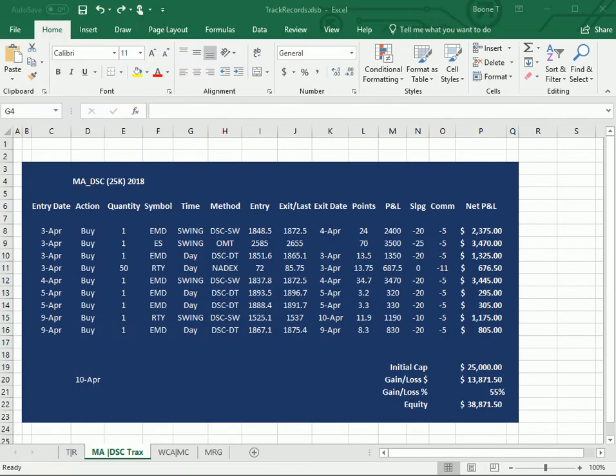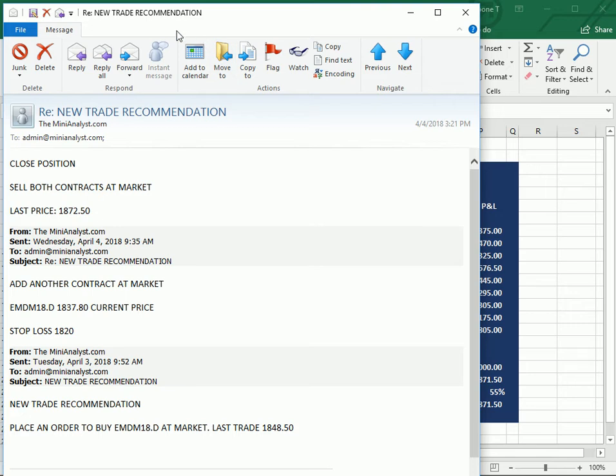Oh, where was that? Where was that swing trade? You all definitely don't have the time to, oh, here it is. Okay. So there we go.